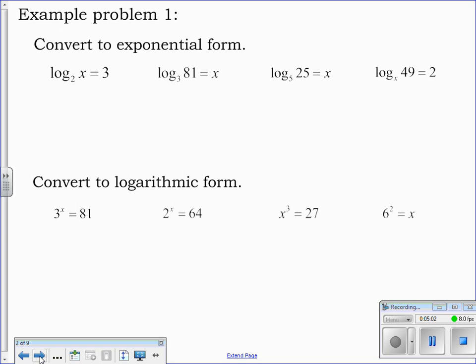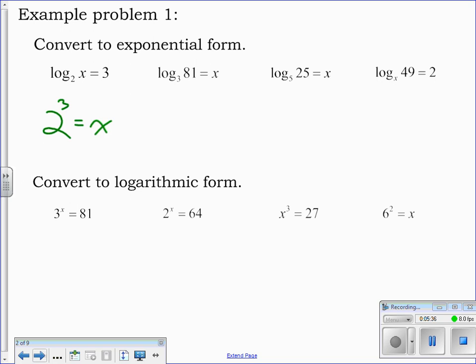Okay, so my first one, I have log base 2 of x equals 3. That's exactly how you say it. Log base 2 of x equals 3. So my first question when I go to rewrite it is, okay, what's my base? My base is 2. So my base of my exponential is going to be 2. I'm going to have 2 to some power. That power is what the logarithm is equal to. 2 cubed is equal to x.